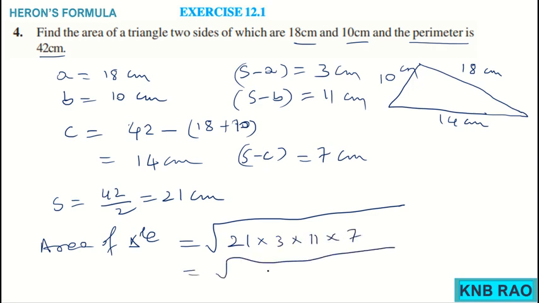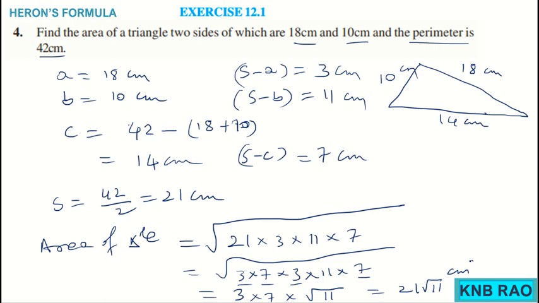Now this 21 can be written as 3 into 7 into 3 into 11 into 7. Here there are two 3s, so one 3 will come out. There are two 7s, one 7 will come out. So 3 into 7 will come outside of the root. Inside the root I will have only 11. So thus the value is 21 root 11 centimeter square, the area of that triangle. So this is how we calculate.